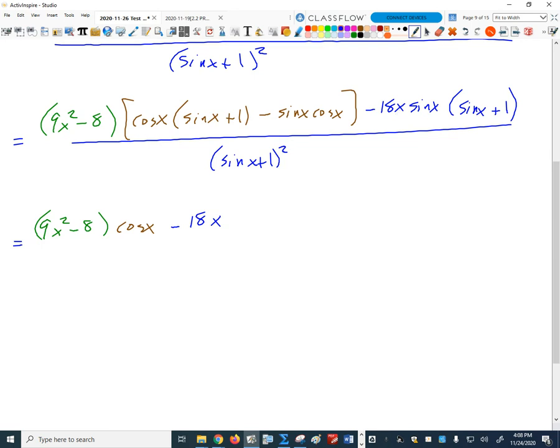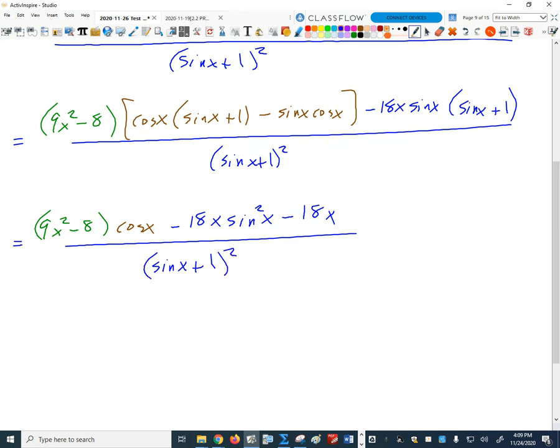If I distribute, I might as well distribute that. If I distribute this 18x sine x, I get minus 18x sine squared x minus 18x. And then on the bottom, we've got our sine x plus 1 squared.